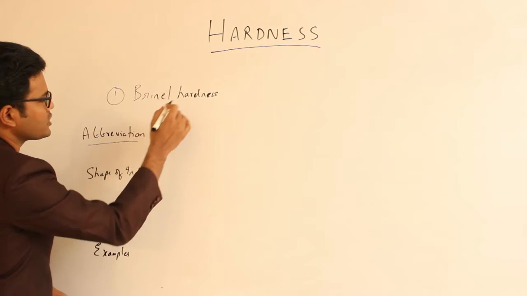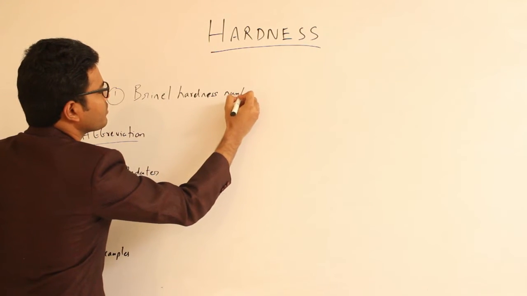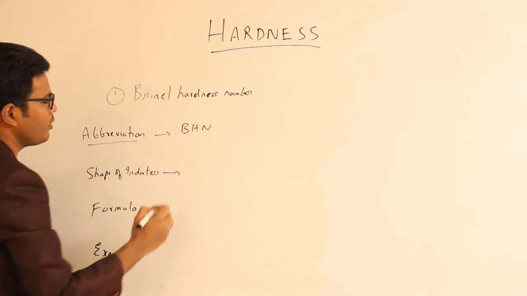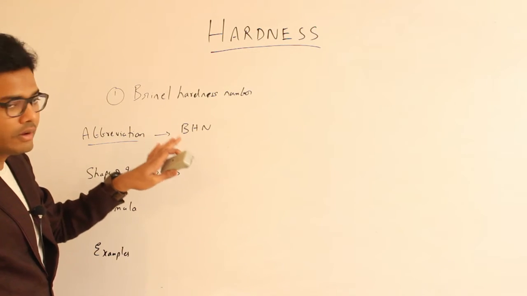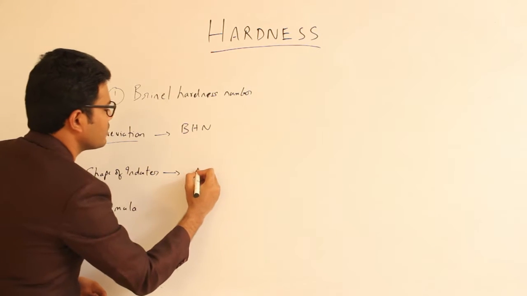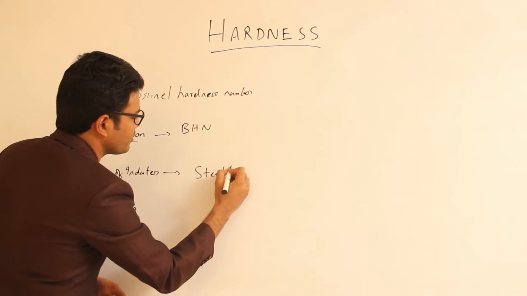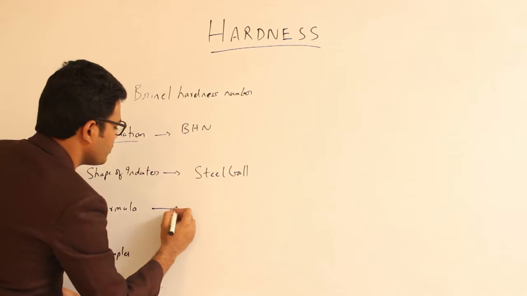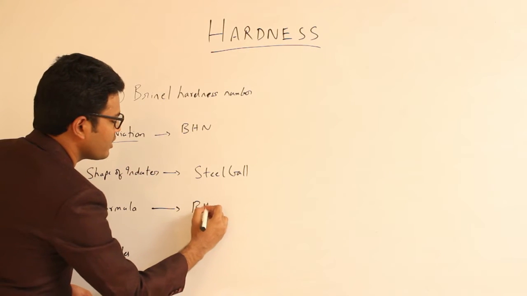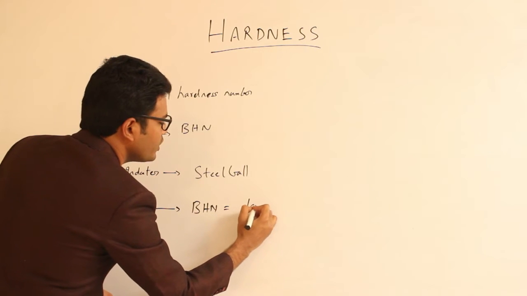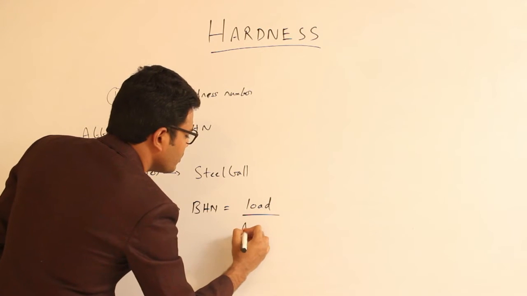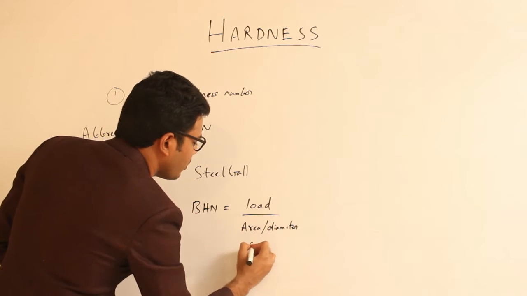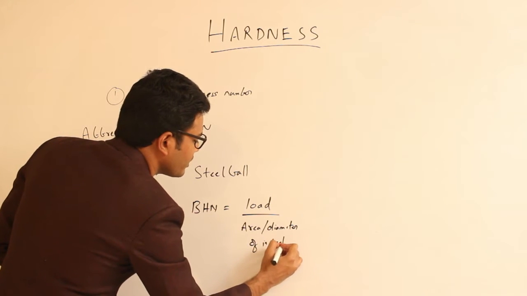Coming to the abbreviation of Brinell Hardness number, it is abbreviated as BHN. The shape of indenter which is employed in order to evaluate a given specimen is a hardened steel ball. So a steel ball is used as an indenter in the case of Brinell hardness. The formula employed in order to calculate Brinell hardness number is load divided by area or diameter of indentation. I'll explain this in detail now.